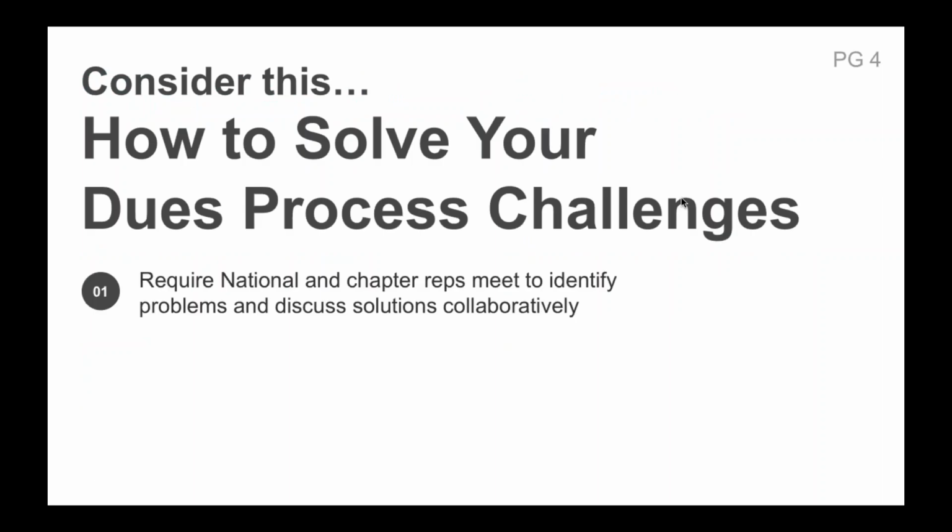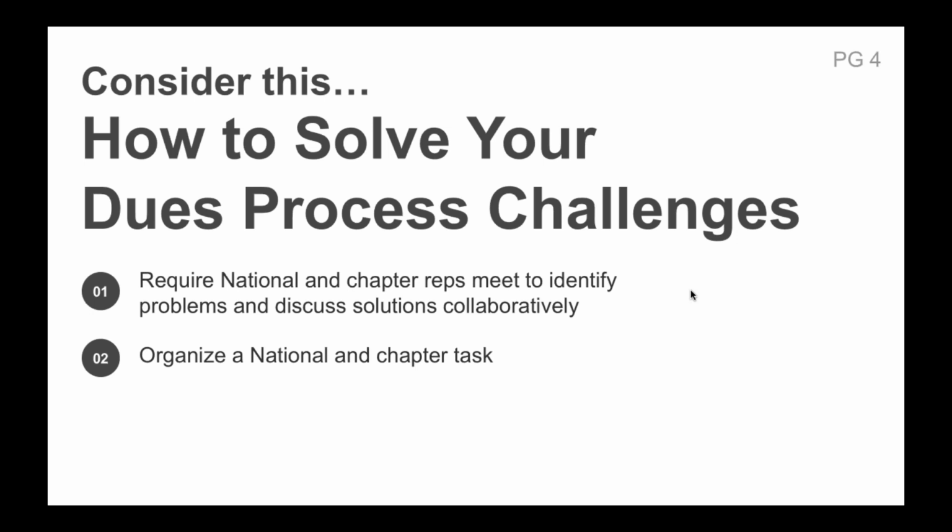So consider this real quick, and I'm sure a bunch of you just clicked back over to the playbook to check out the appendix. How to solve your dues process challenges. A couple ideas is to require National and chapter reps to meet and identify those problems and discuss solutions collaboratively. So this goes back to the working group. If you have that monthly call, pose this as one of the challenges, right? And ask them for their feedback.